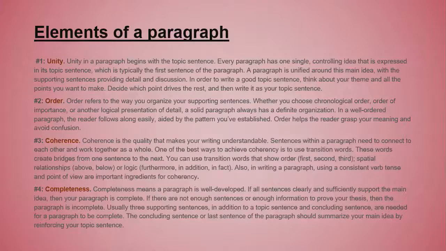Then, completeness. Completeness means a paragraph is well developed. If all sentences clearly or sufficiently support the main idea, then your paragraph is complete. If there are not enough sentences or enough information to prove your thesis, then the paragraph is incomplete. Usually 3 supporting sentences, in addition to a topic sentence and concluding sentence, are needed for a paragraph to be complete. The concluding sentence or last sentence of the paragraph should summarize your main idea by reinforcing your topic sentence.